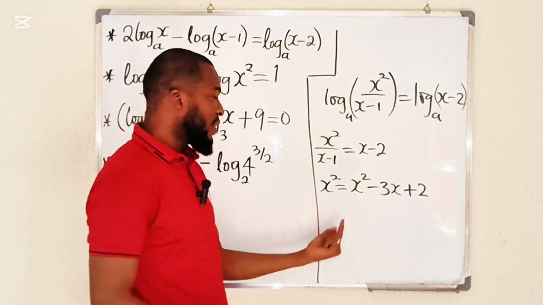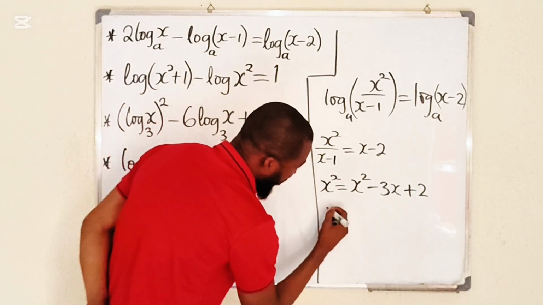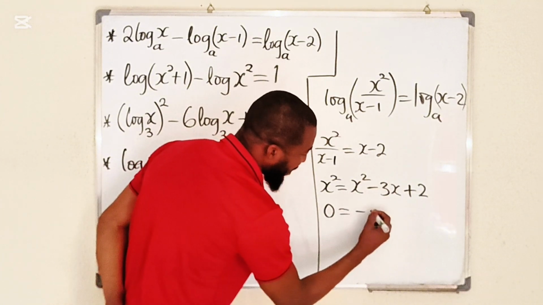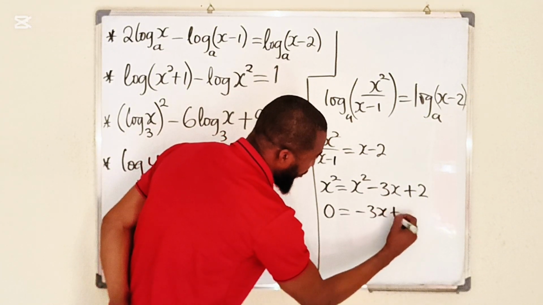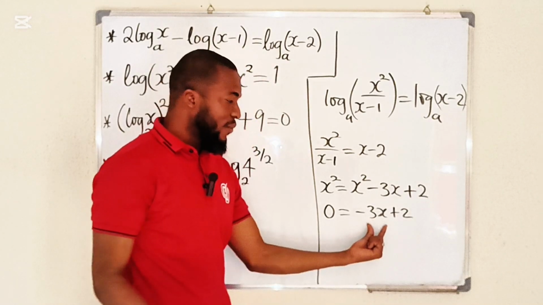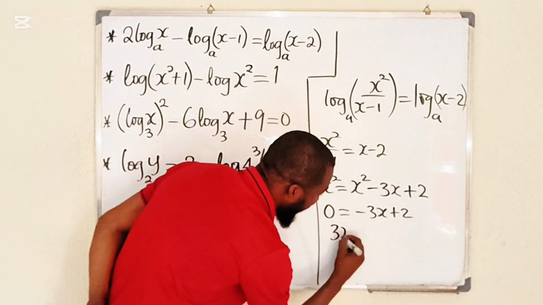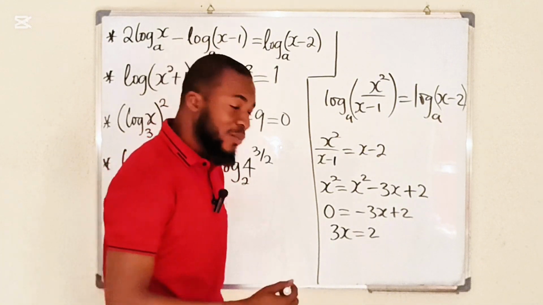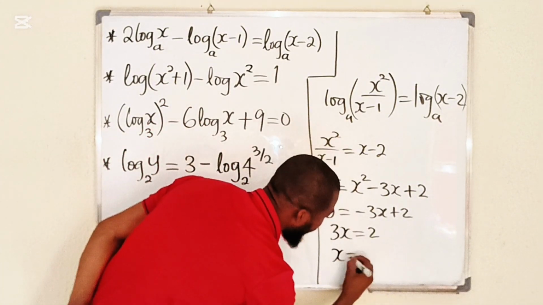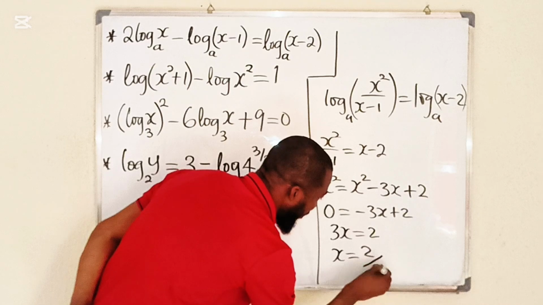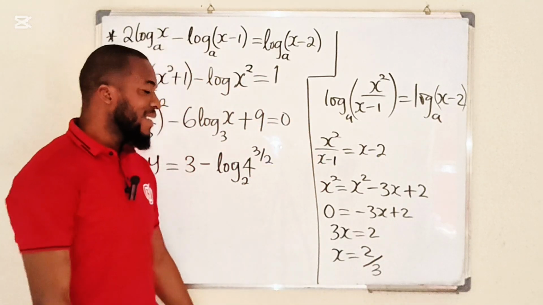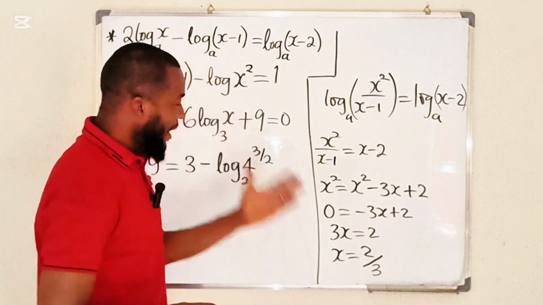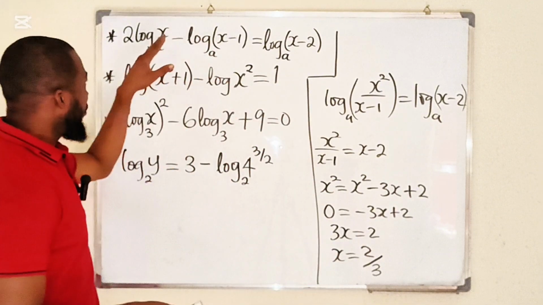Subtract x squared from both sides. You have x squared minus x squared is 0. We only have minus 3x plus 2. You can take this one to the left. It becomes positive 3x equal to 2. Divide both sides by the coefficient of x, which is 3. You have x equal to 2 divided by 3. And 2 divided by 3 is indeed a positive number greater than 0. And hence, this is the solution to the first problem.